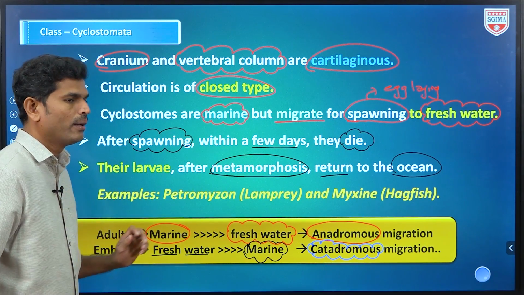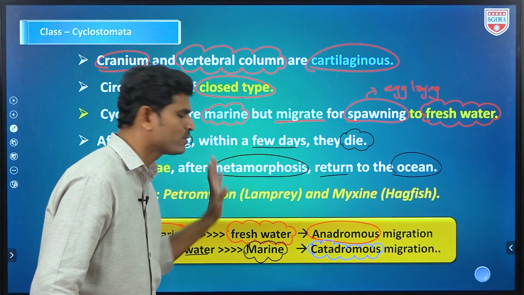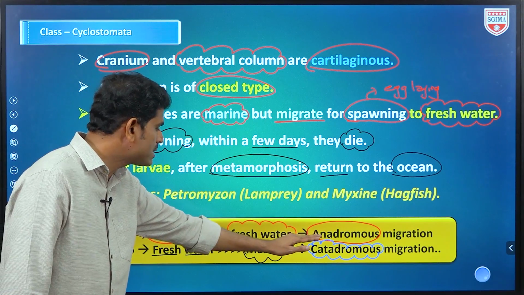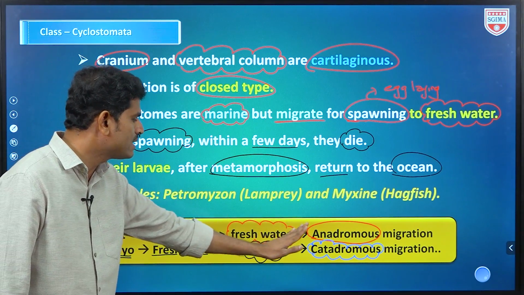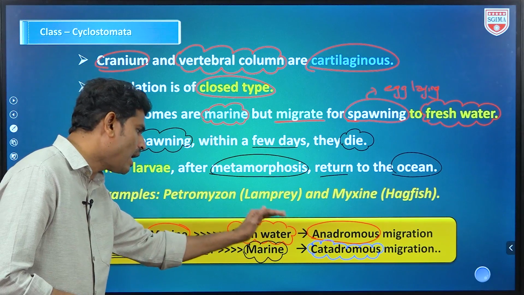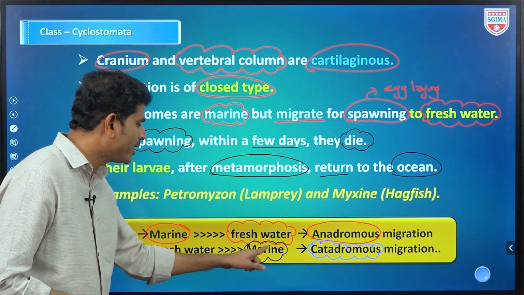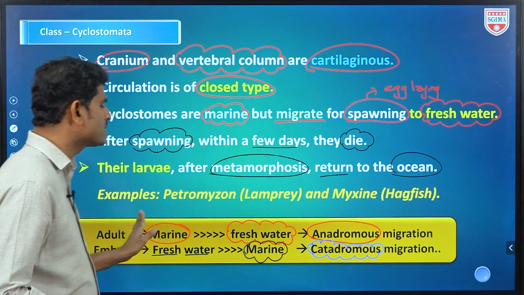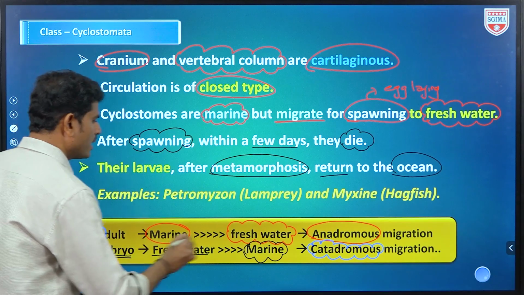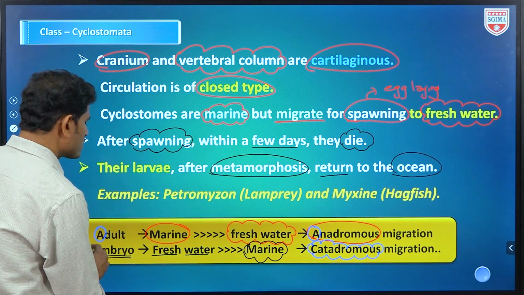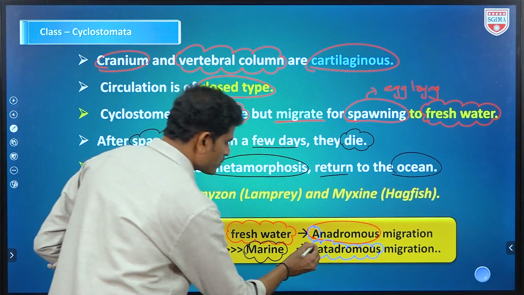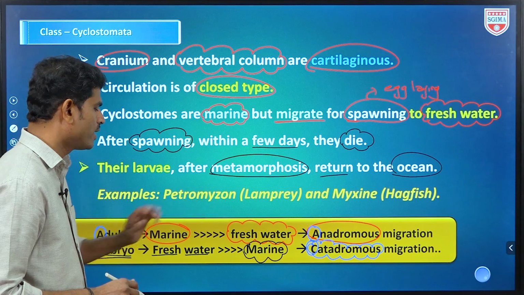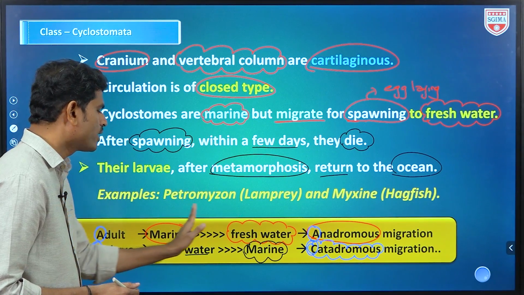Catadromous migration. Now be careful, you may get a little confused, because the words anadromous and catadromous are new to us. Anadromous means marine to freshwater, and its opposite, freshwater to marine water, is catadromous. Adults show the anadromous migration, and larvae or embryos show the catadromous migration. Anadromous migration is marine to freshwater, catadromous migration is freshwater to marine.